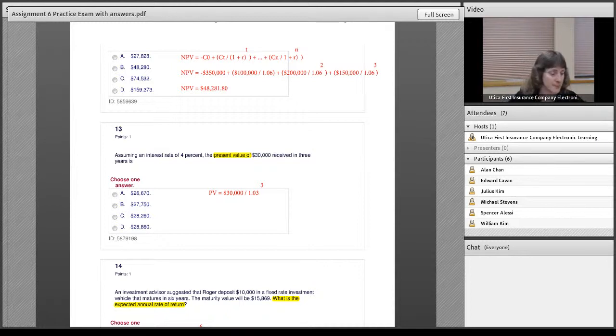Okay, so now we're on question 13. Assuming an interest rate of 4%, the present value of $30,000 received in 3 years is, so you want to use the present value formula. It tells you right there what you're trying to use. So you just take your $30,000, divide it by 1.04 to the third, and that gives you 26,670. Slide 17, we talked about it, and the answer is A.